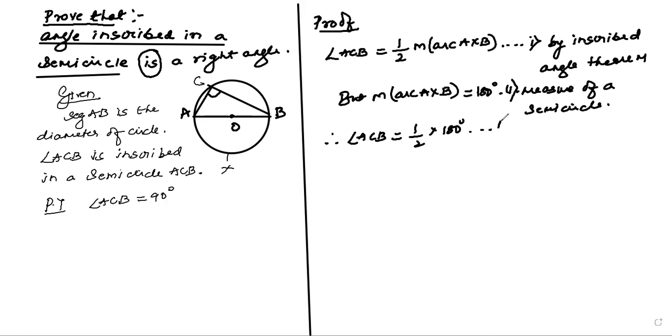So can I say the reason is from 1 and 2? From 1 and 2. Okay. So now what will happen? Two ones are 90s. The angle ACB equals 90 degrees.